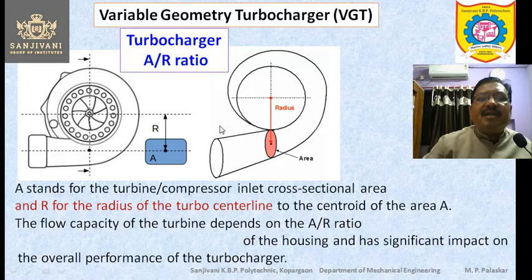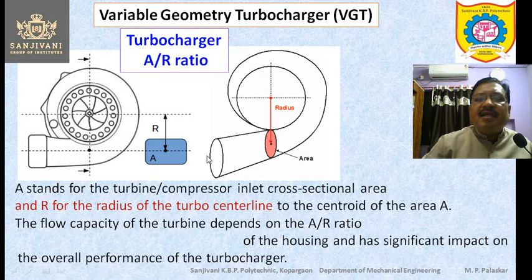This is nothing but the turbine. This is also the turbine. So this is the area at the entry. This is the entry cross section, and this is the area. This is the centroid. And this is nothing but the axis of rotation or the turbo center line. So this perpendicular distance is nothing but the radius R, radius of the turbine.